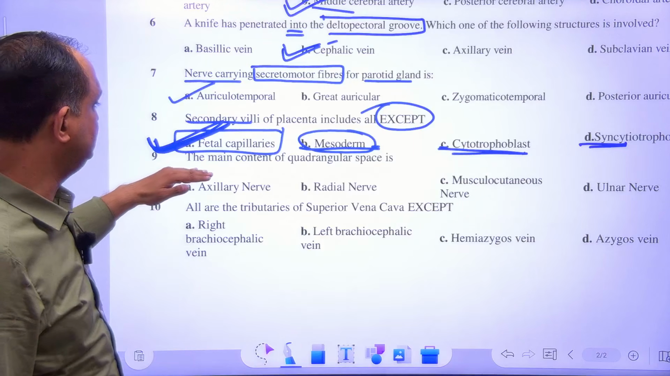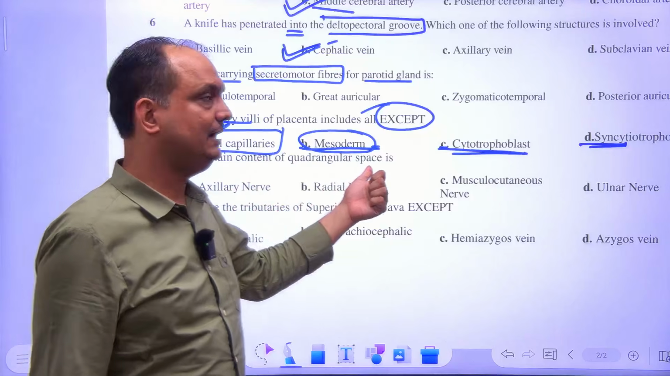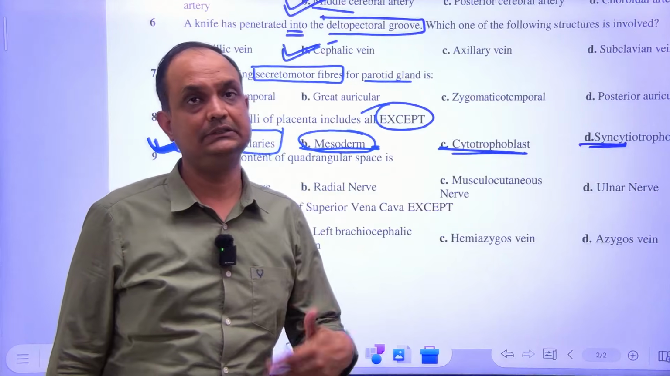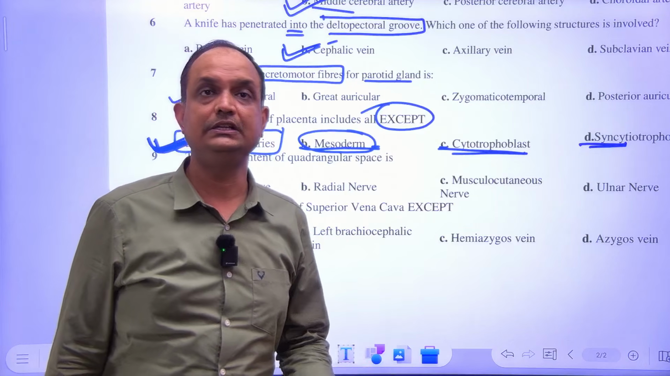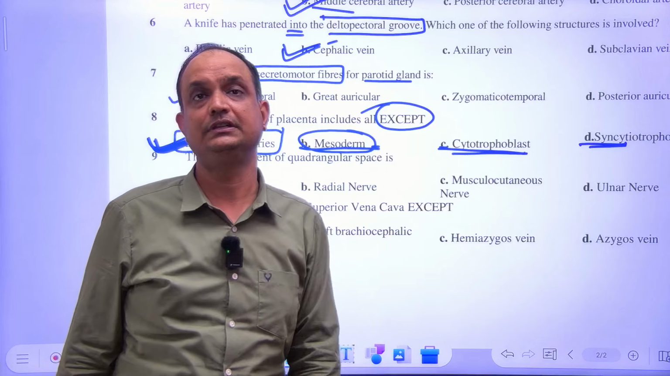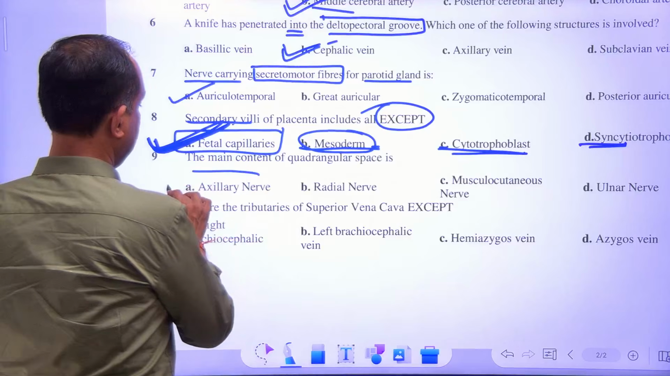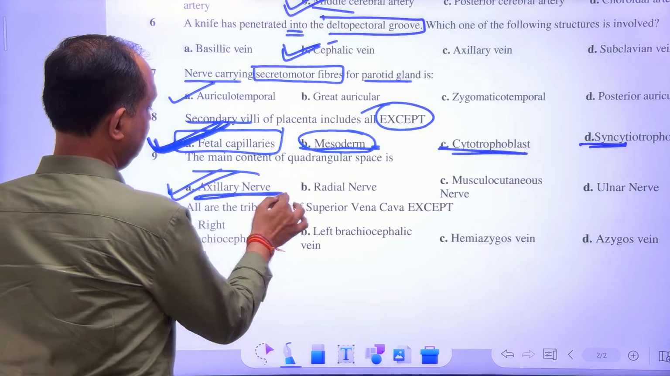Now the next question is the main content of the quadrangular space. Dear students, around the scapula you will have three spaces. The quadrangular space contains the axillary nerve along with the posterior circumflex humeral artery. So the answer is A, the axillary nerve.